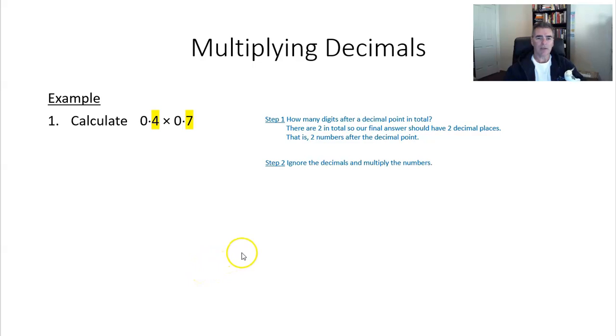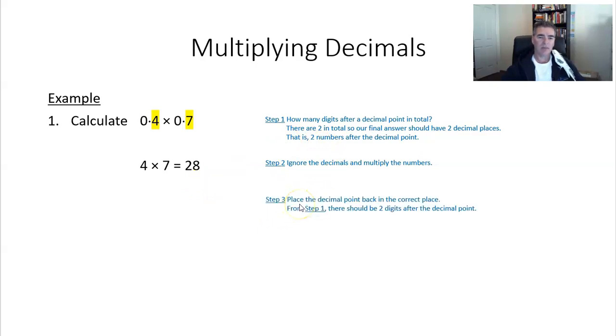Okay, now let's ignore the decimals. So 0.4 without the decimal would just be 4, and 0.7 without a decimal is just 7. So we're looking at 4 times 7, and if we know our times tables, 4 sevens are 28. So our answer should have 28 in it. So when we're doing that, we now have to go back to step one and look at how many digits there are after the decimal point in total. So that's our step 3.